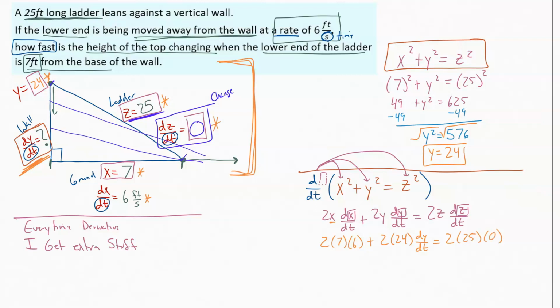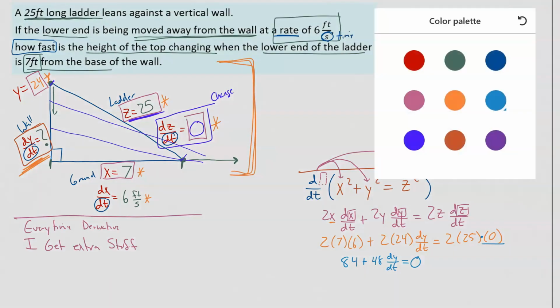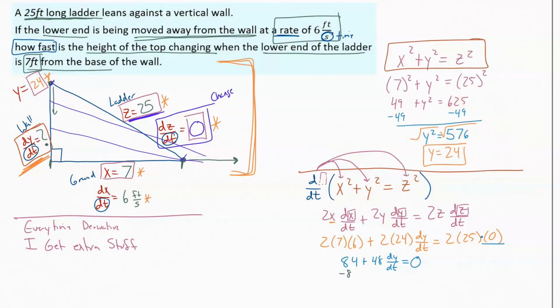And so now we just need to clean up the numbers and solve this equation to get dy dt by itself. So we go ahead and start cruising through this thing, working our way left to right. So we end up with 84 plus 2 times 24 is 48 dy dt equals, and then 0 times anything gives us just 0 on this side. And so now we keep moving forward. We'll move the 84 over to the other side. We get 48 dy dt equals negative 84.